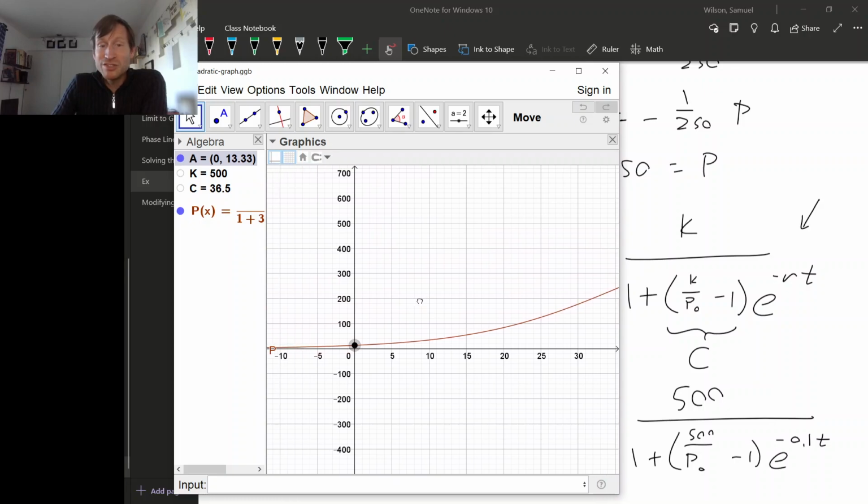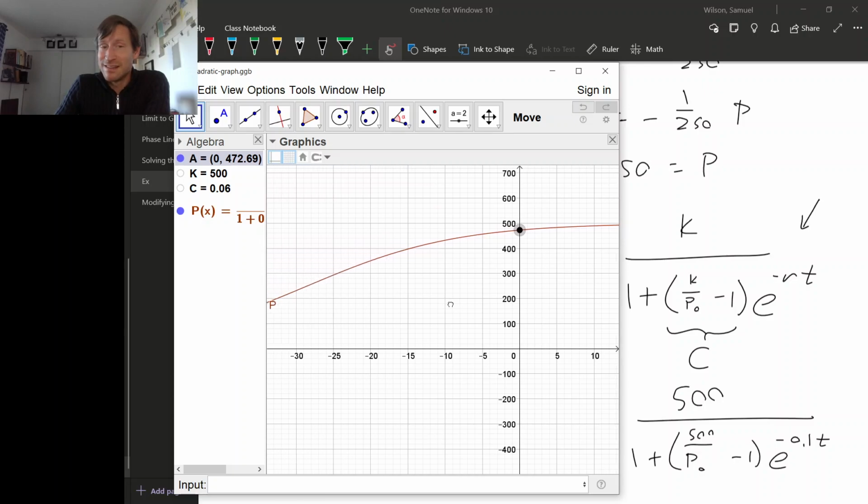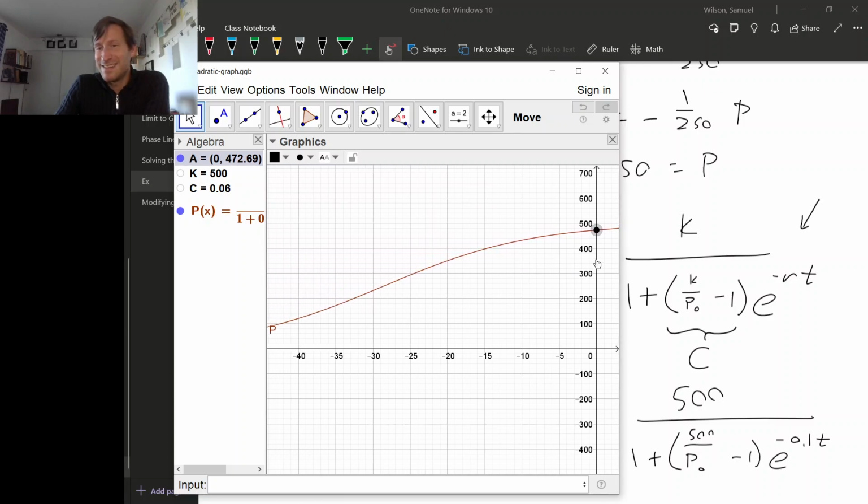If the population starts out very close to the carrying capacity, well, then it doesn't have much room to grow, so it just grows very slowly. Although, if you look back into the past, you can see that it grows slowly now, but in the past it grew more quickly when the population was smaller.